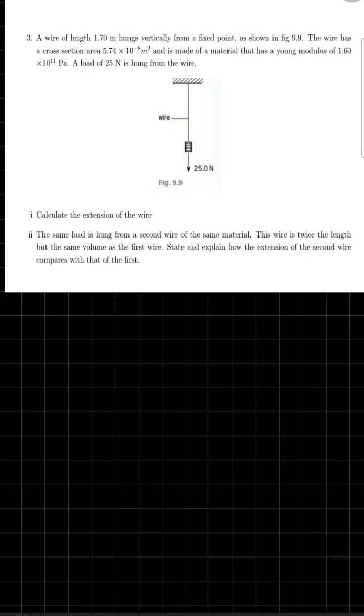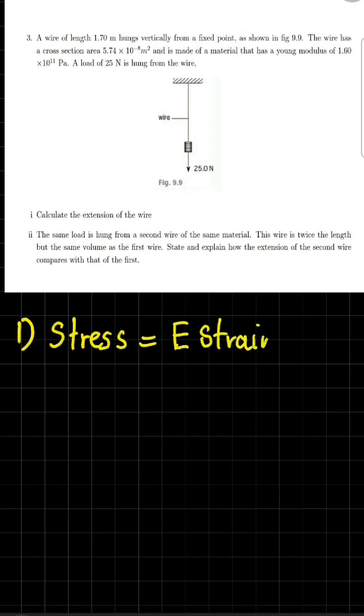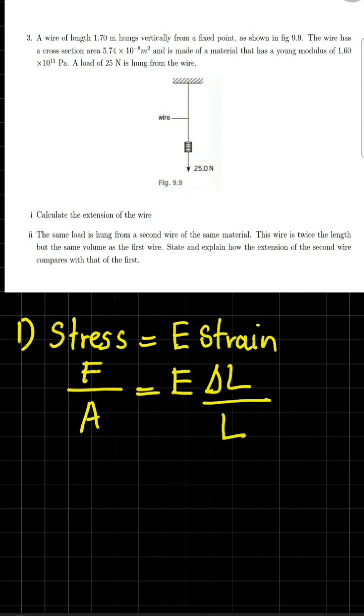So this first question is actually very easy. The first thing that you have to know is the equation that connects stress and strain, which is stress is just equal to the Young's modulus multiplied by strain. You know that stress is the load or the force over the cross-sectional area of the wire. Then strain is simply the extension divided by the initial length of the wire.